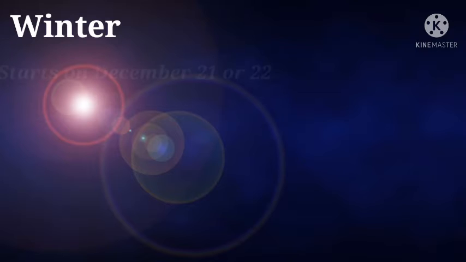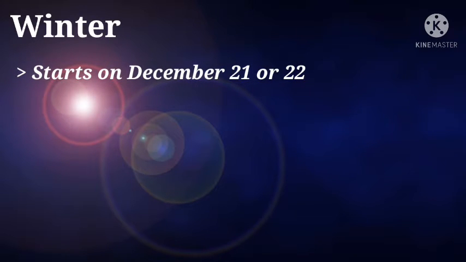Winter starts on December 21 or 22. At this time, the North Pole is tilted to its full 23 and 1/2 degrees away from the Sun. The shortest daylight period occurs in the northern hemisphere, while the longest daylight period occurs in the southern hemisphere.